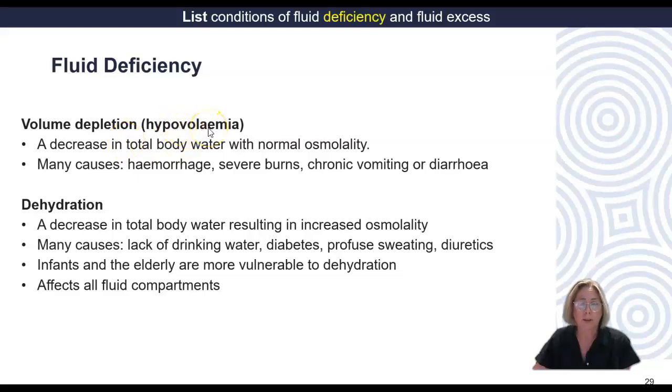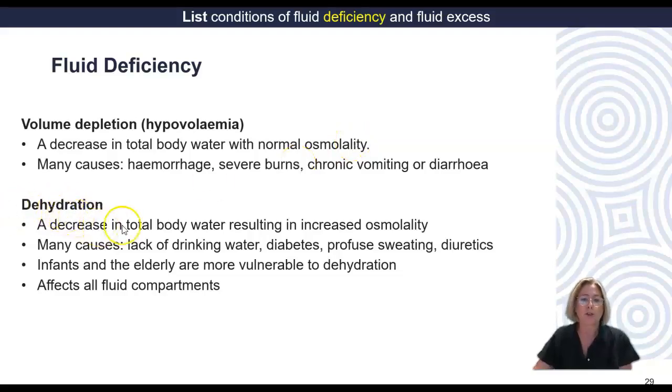The clinical name for this is hypovolemia, so low volume in the blood. So a decrease in total body water with normal osmolality. Okay, so there's many causes of this: severe blood loss or hemorrhage, or severe burns where there's loss of plasma, or chronic vomiting or diarrhea. So that one is a reduction in the blood volume with normal blood osmolality.